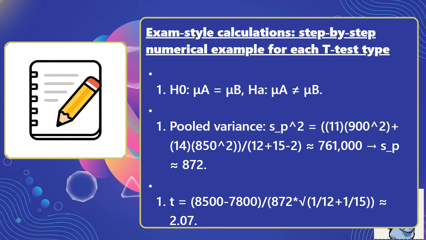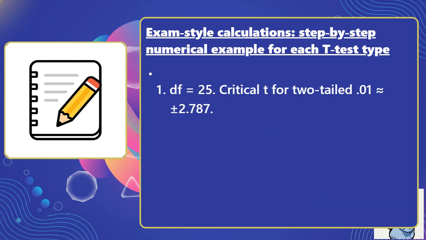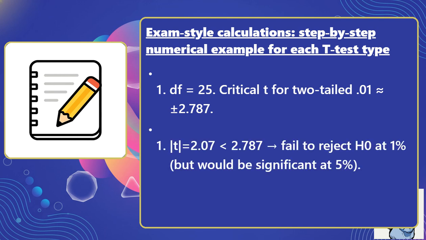T is approximately 2.07. 4. Degrees of freedom equals 25. Critical T for a two-tailed test at 1% is approximately plus or minus 2.787. 5. Absolute T equals 2.07, which is less than 2.787, so we fail to reject the null hypothesis at 1%, though it would be significant at 5%.